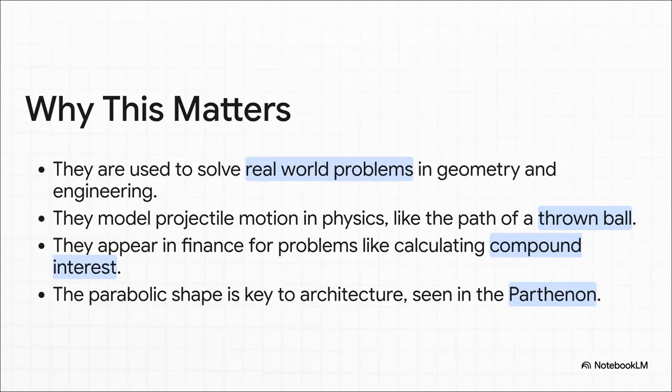And these applications are everywhere. That parabolic shape of a satellite dish is what allows it to focus signals. Engineers use quadratics to design the beautiful, strong curves of suspension bridges. Economists even use them to model profit and loss. This isn't just some abstract math concept. It's the language of how things are built and how they move.